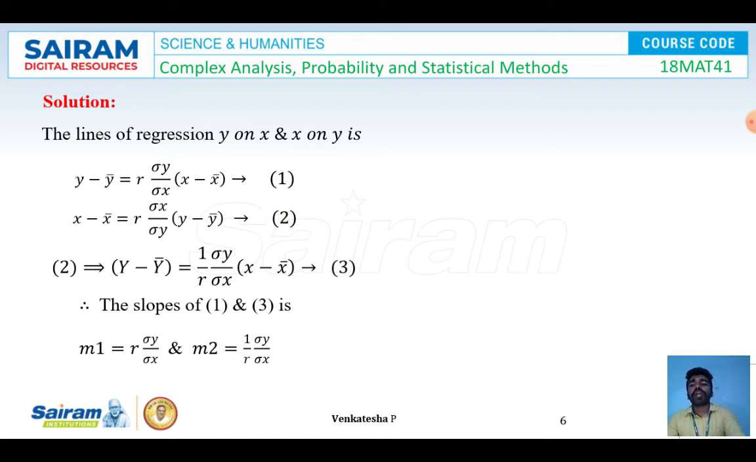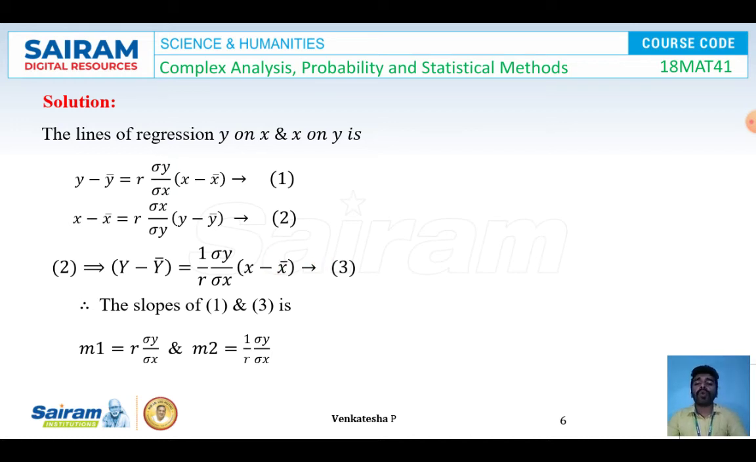Now I am going to represent this equation as y in terms of x. I am just shifting this r and sigma x by sigma y to the LHS, so I get the equation for y in terms of the x variable. That is, simplify equation number 2 as y minus y bar is equal to 1 by r sigma y by sigma x into x minus x bar. Call this equation number 3.